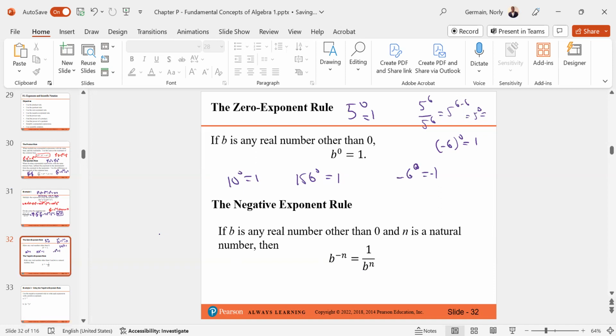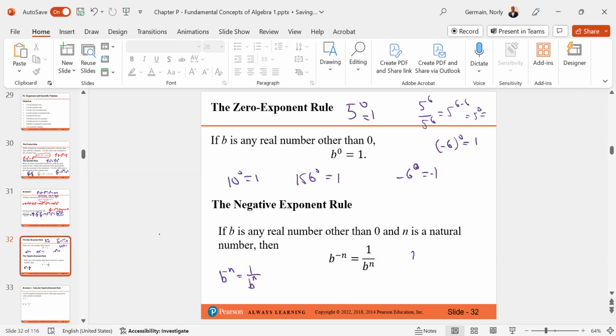Okay, if you got that, how about negative integers as exponents? So we know 0 as an exponent. We have the negative integer as an exponent. It's like the negative exponent rule. A non-zero base can be raised to a negative power. So there is no problem for your exponents to be negative. In this case, if b is any real number other than 0, and n is a natural number, then b power negative n, to make the exponent positive, you just flip it.